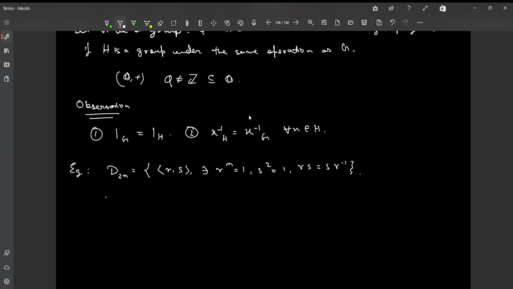If I explicitly write the elements, let us choose a smaller group. Let's choose D6. So in this case, obviously, you can observe that n carries the value 3. So it's 1, r, r squared, because r cubed is 1, right? And then you have S. You don't have S squared because S squared is 1. So you have SR, SR squared, and that is the number of elements. So you have 6 elements in total, right?